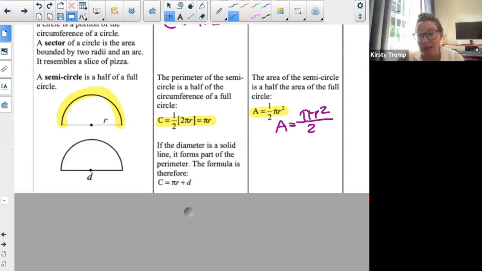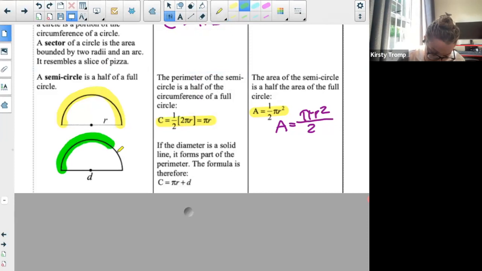If they had to give you a semicircle that looked like the one that we've got in the drawing, let's highlight the sides of the semicircle. It's got the arc, and then it's got a line joining it at the bottom, and they ask you to calculate the circumference. If the diameter is a solid line, whereas previously it was a dotted line so we didn't need it, but now it's a solid line, it forms part of the perimeter.